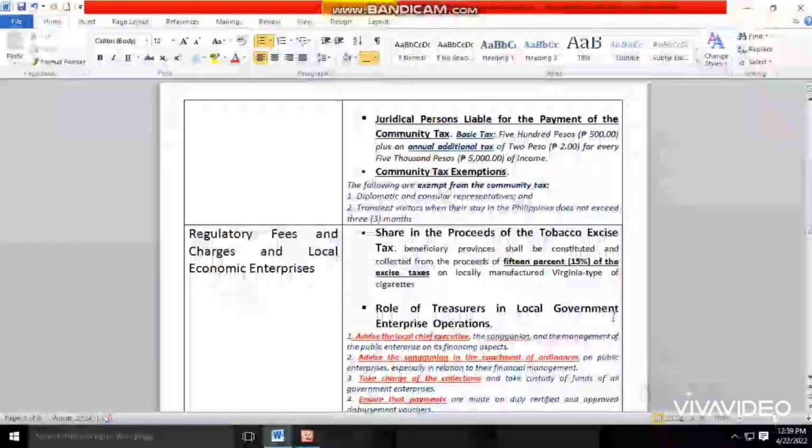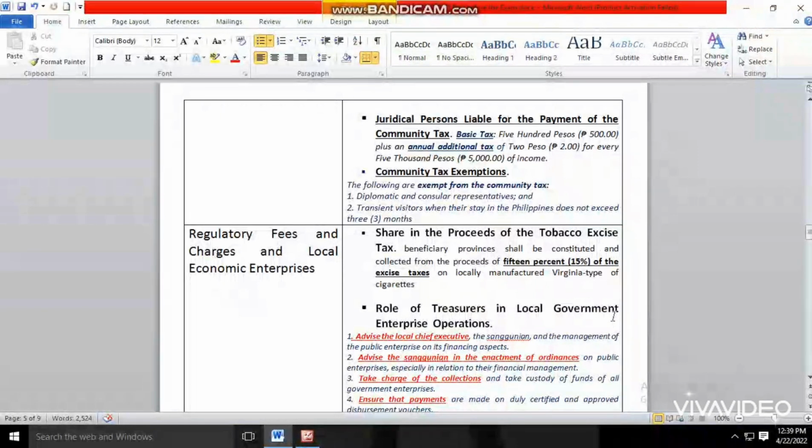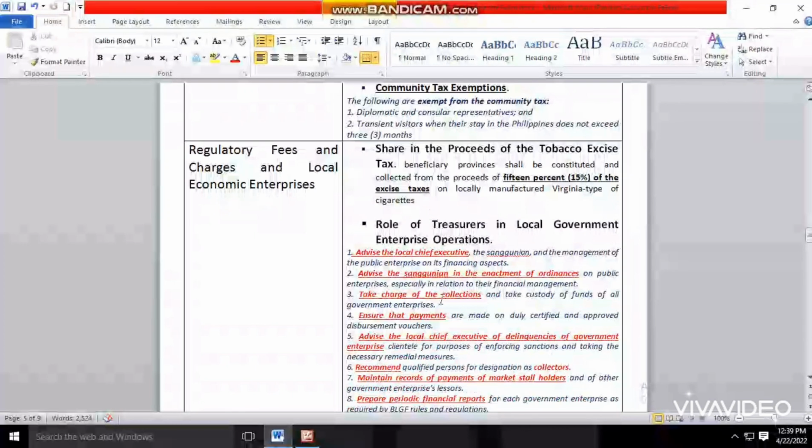And who are those community tax exemptions na hindi mo pwedeng pakuhanan? Are the diplomatic and consular representatives and the transient visitors when their stay in the Philippines does not exceed 3 months. So tapos na po tayo sa pinaka-common na business and local taxes. Let's talk about the regulatory fees, charges, and local economic enterprises.